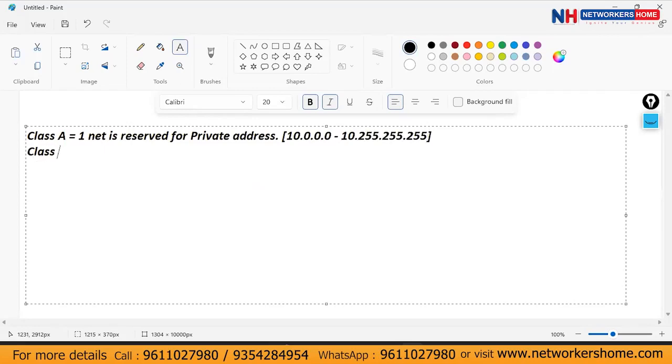In case of class B, a total of 16 networks are reserved for private addresses, starting from 172.16.0.0 till 172.31.255.255. This is the reservation in class B. It means if you see any IP address from this range, that is a private address.